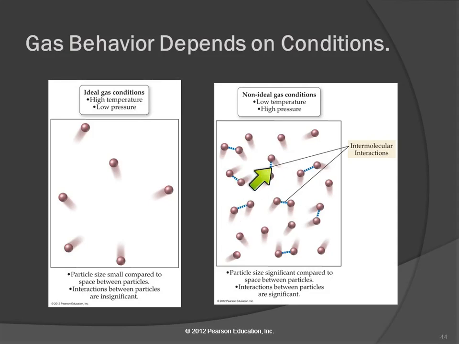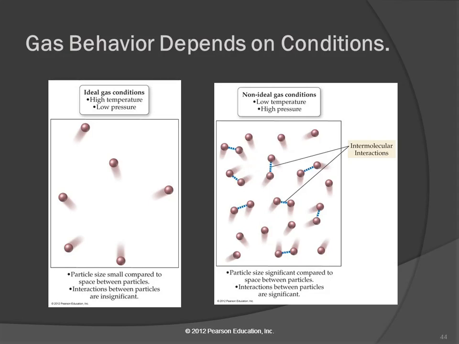The particles of gases, when they're closer together and when they're not moving as quickly, are going to interact more, and the interactions become significant. Kinetic molecular theory does not explain what happens with gases when those interactions become significant.